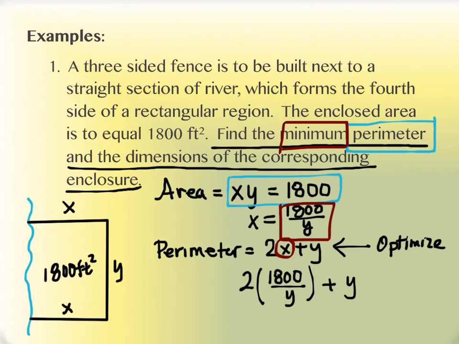So far so good? And this is equal to perimeter. I'll put equals P over here. Let's clean this up a little bit. 2 times 1800 would be 3600. And I'm going to write this as y to the negative 1 and then plus my y.